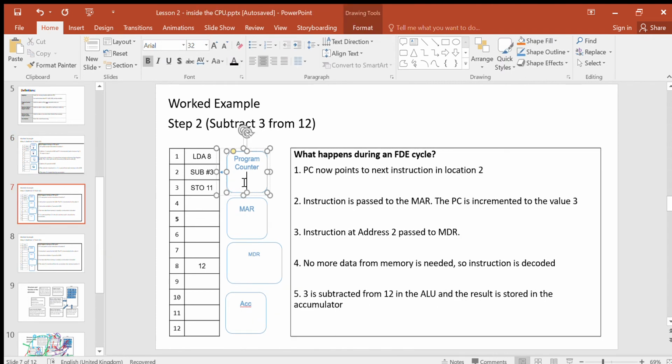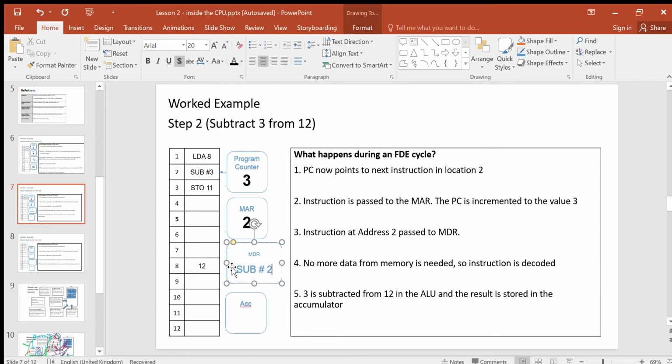So, from the last slide, the program counter was at the value 2. That value is copied into the MAR, so we know what address we're going to access. Before we go any further, again, we have to increment the program counter to the value 3. Now, coming back to the MAR, we need to go to address number 2 and get the contents, which is SUB 3, and we need to put that into the MDR.